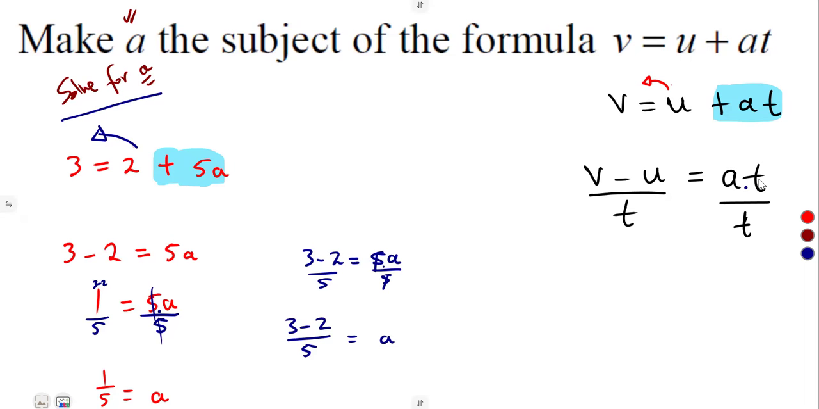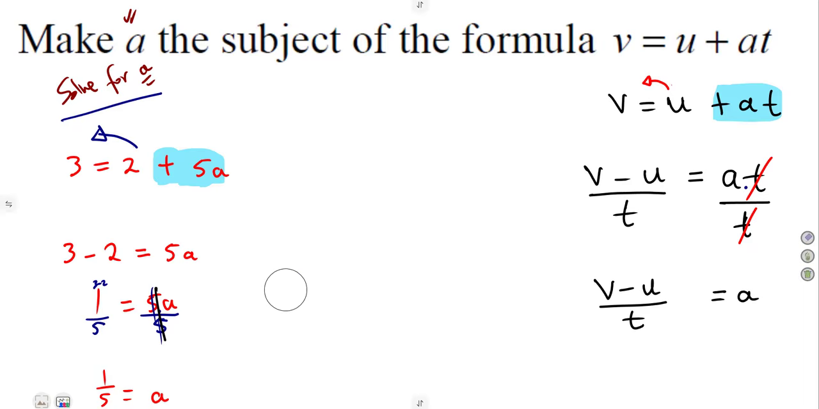So you see that T and T was going to cancel on the right hand side. You are left with what? You are left with A. Just like what we had. Once you divide, you're left with A, which is equal to 1 over 5. But here, we cannot evaluate this. We'll just rewrite as it is, V minus U over what? Over T. You have made A the subject. You have solved for A.